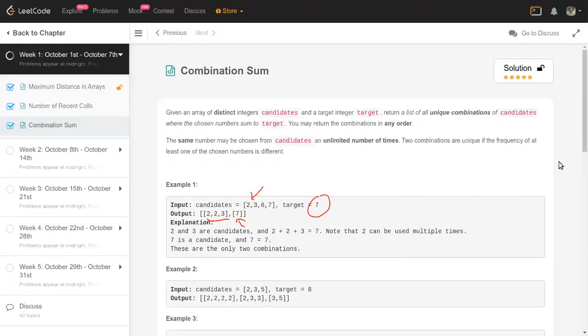So for this sample example, the answer has two combinations that add up to the target. There is another example here with 2, 3, 5 as the candidates, and the target is 8. So we have three combinations here. 2 is included 4 times, that is one combination, or 2, 3, 3, or 3 and 5. Right, so this is the problem definition.